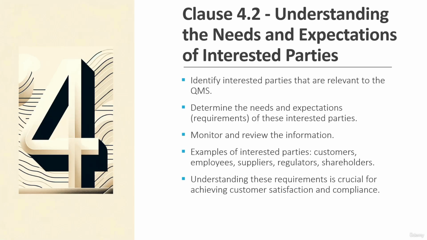Understanding the needs and expectations of interested parties. So each organization will have some interested parties. For example, the employees, the management, the customer, the supplier, the regulators, the shareholders. These are the interested parties. And as a part of implementing a quality management system, you need to understand who these interested parties are and what their needs and expectations are. By understanding them, you can meet these requirements or these expectations properly. That is clause number 4.2.